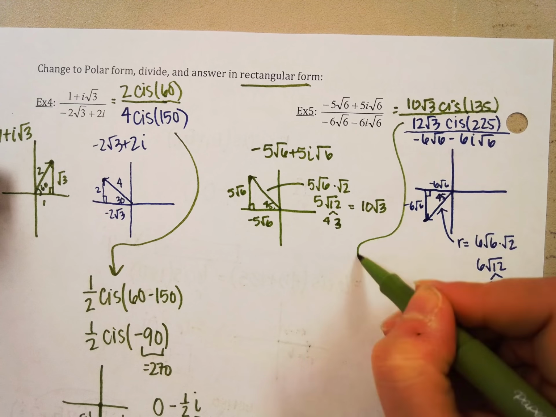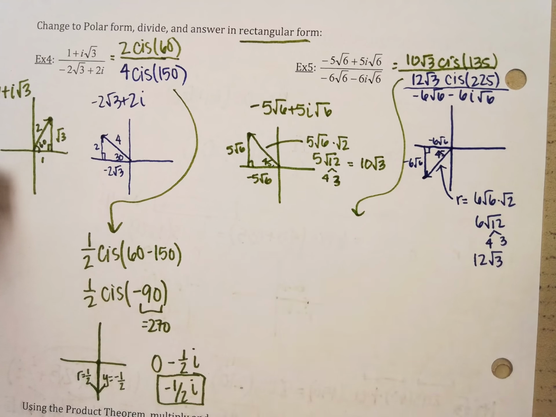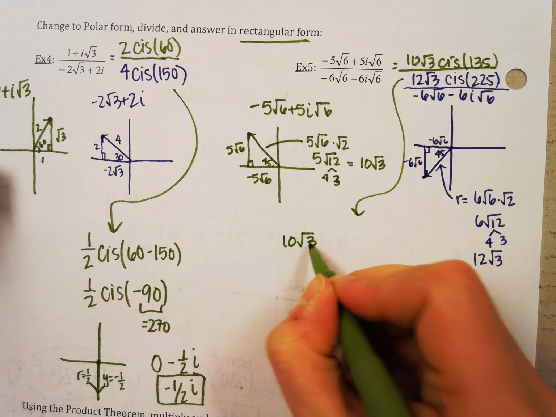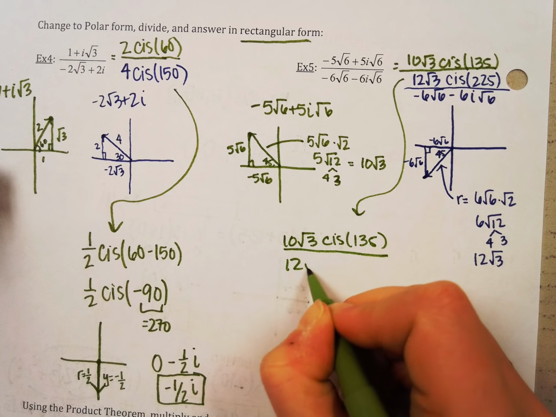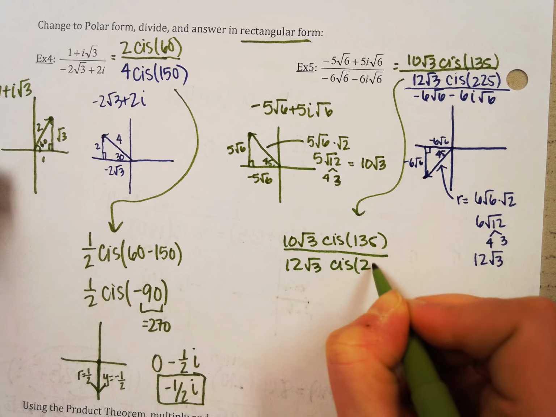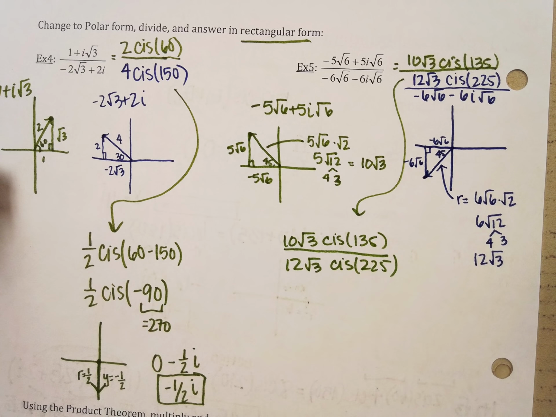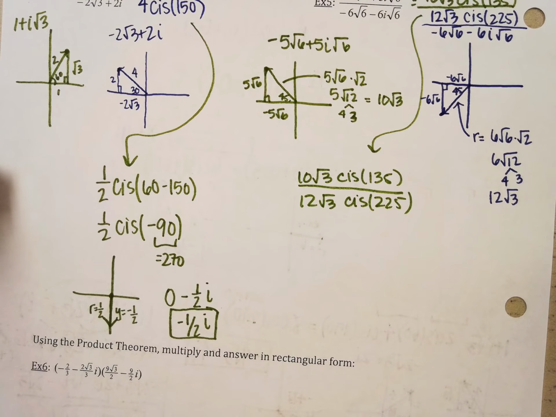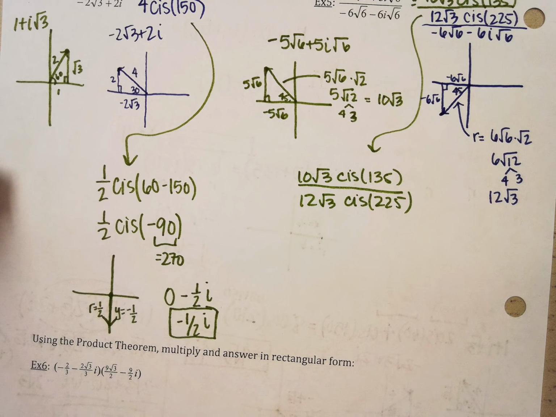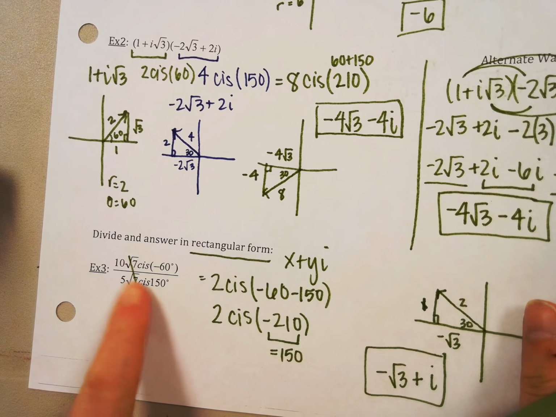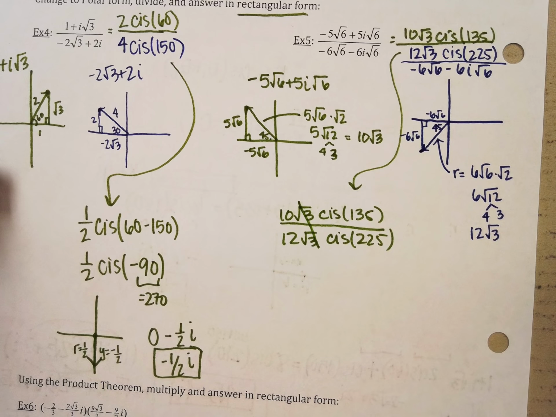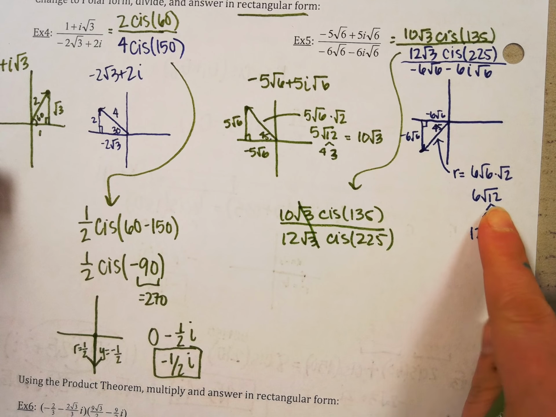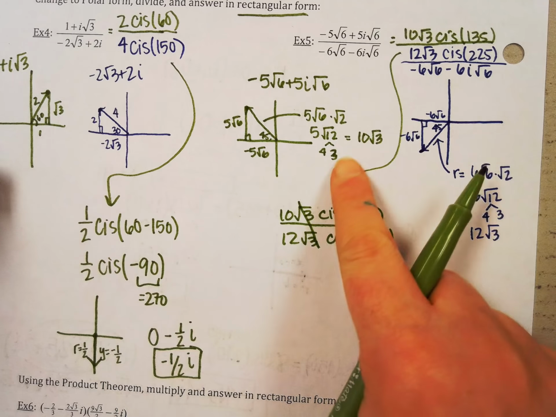Okay, I ran out of room, so I'm going to write this down here. We have 10 root 3 cis 135, 12 root 3 cis 225. And then we use the quotient rule like we just did. So one thing that I can see, like this is kind of like example 3, where we have this kind of complicated mess. And the first thing that we did, since we have root 3 and root 3, is we can cancel those.